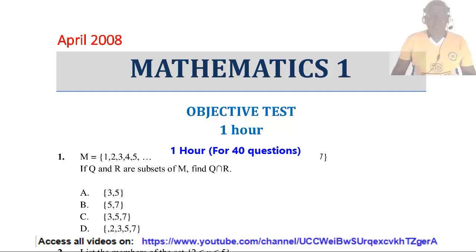Q intersection R contains elements that are common to both Q and R. 3, 5, and 7 are common to both Q and R. So Q intersection R equals 3, 5, and 7. So the answer is C.